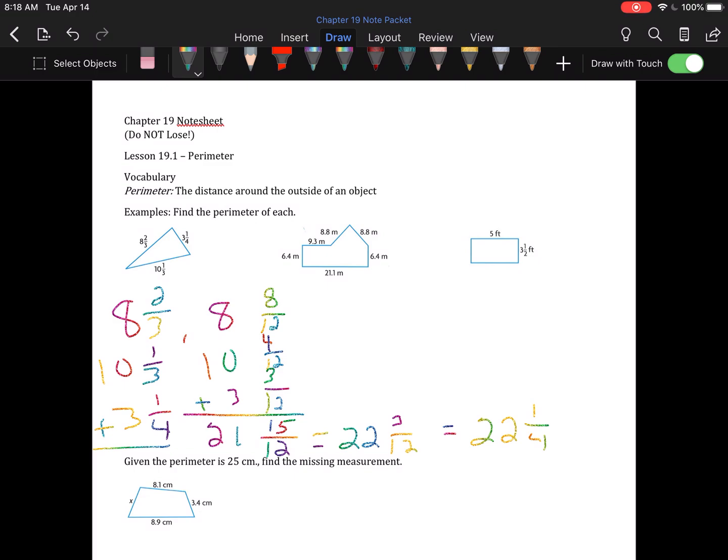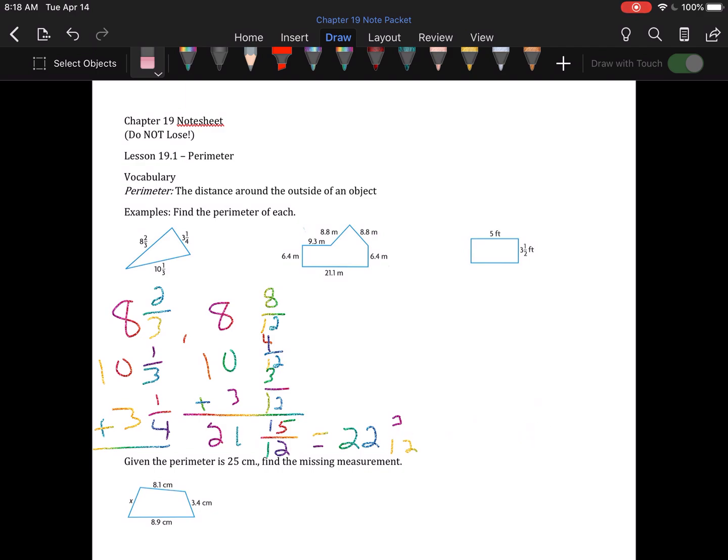Yes, you have to go through the whole process. Your fractions have to have a common denominator. You have to simplify by, if you got an improper fraction, figuring out how many times you can take the denominator out of the numerator. And then if you get a simplifiable fraction, you do have to simplify it. So the answer to the first problem is 22 1/4. And we don't have a unit of measurement here, so it's just 22 1/4.